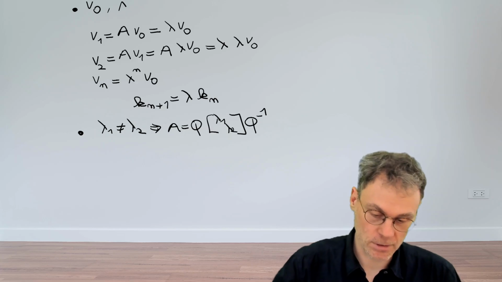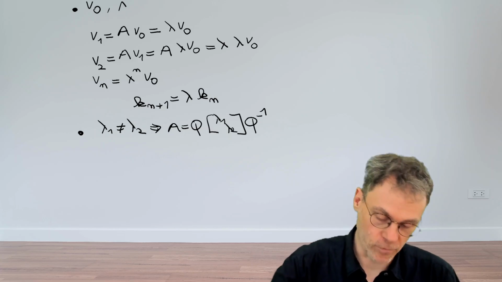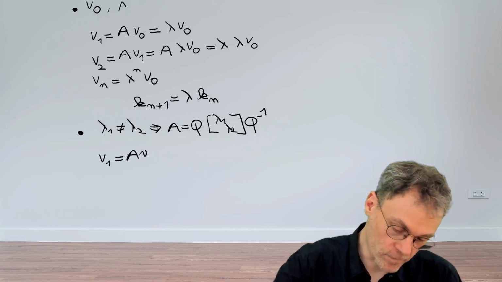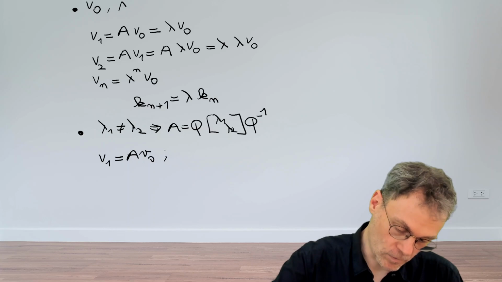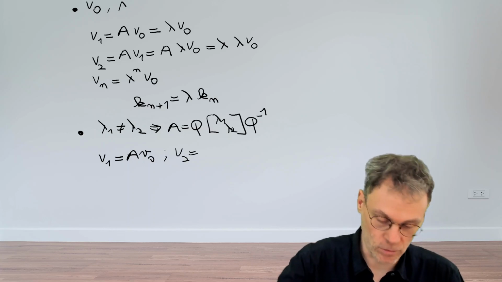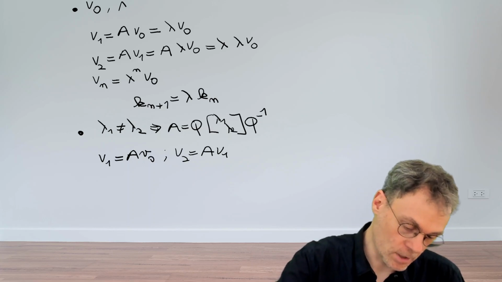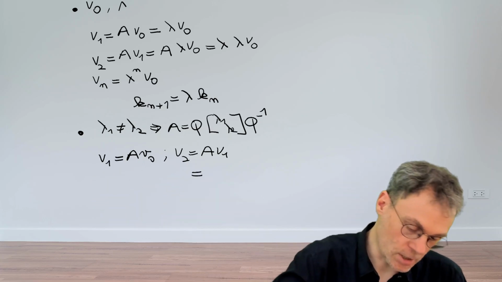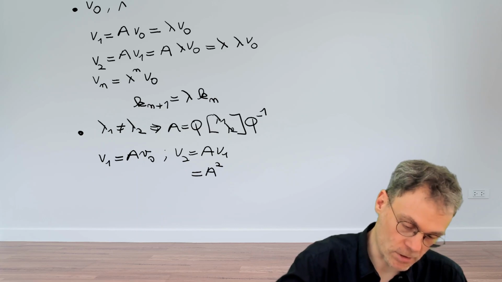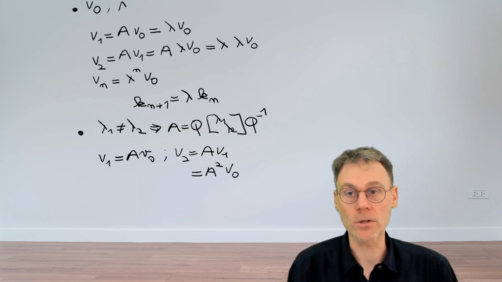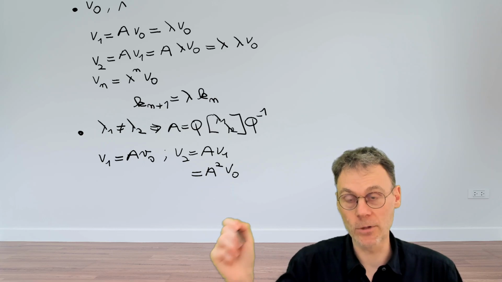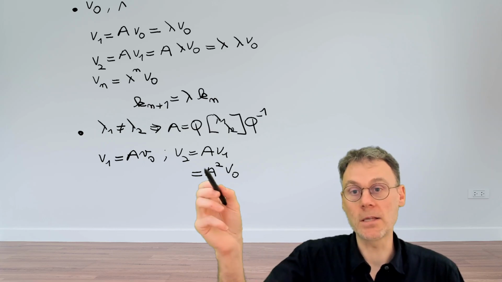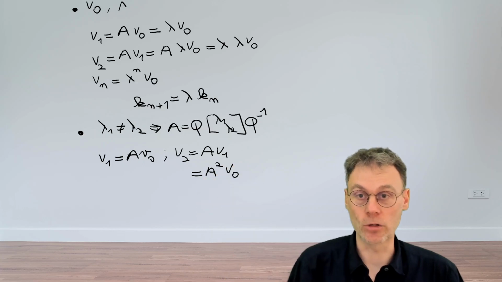Let's see what happens. So again, just like before, we have V1 being equal to A times V0, and then V2 being equal to A times V1. And if you just plug the previous equation into this equation, that's going to give us A squared V0. So for each of the different elements of that orbit, you need to raise this matrix here to a certain power.